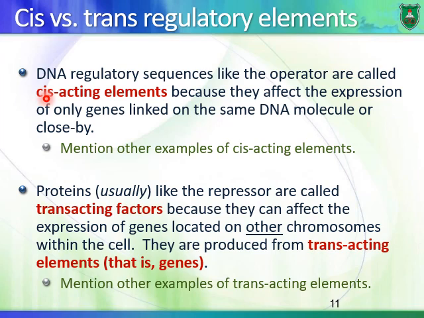Okay, so here's another concept that you need to know. Can you mention examples of cis-acting elements that exist on, let's say, the human genome? Think about other examples. Also think of examples of trans-acting elements as well, that is, let's say, genes. So keep that in mind.